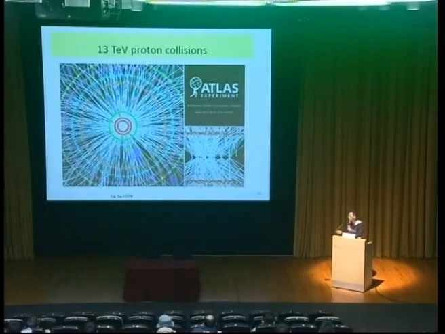So this is a typical event. The beam, you can think of it as going directly into the screen. Another beam comes out. They collide at this point, right at the center of the circles. These circles represent the different layers of detectors around the collision point, and they allow us to reconstruct all the particles that come out of this mini fireball, mini Big Bang.